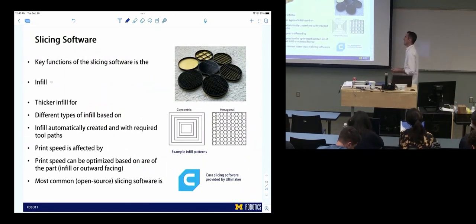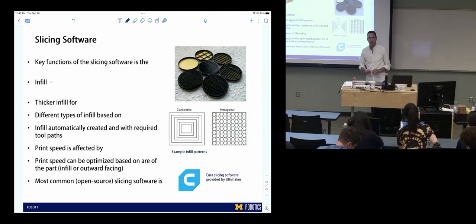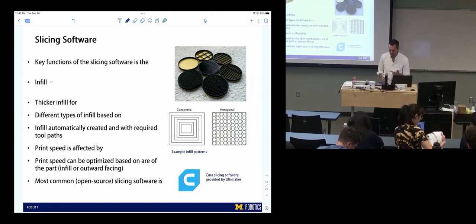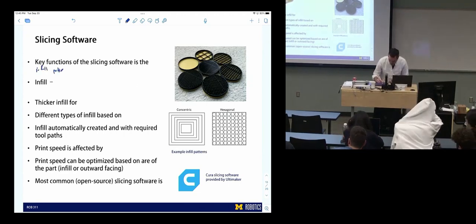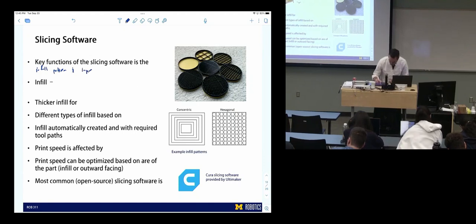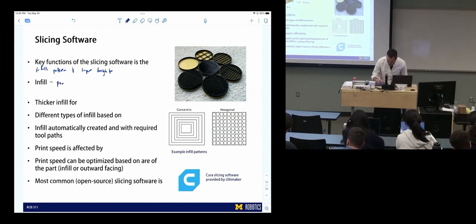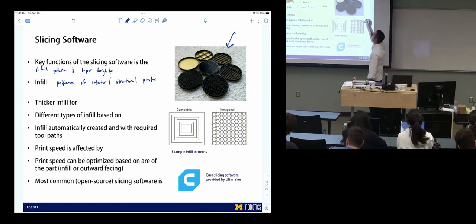Also, a key function that slicing software provides is information on infill pattern and layer height. Infill is exactly what it sounds like. It's the pattern of interior structural plastic. These are different infill examples. It can be really coarse, no infill, really coarse, and then really fine.